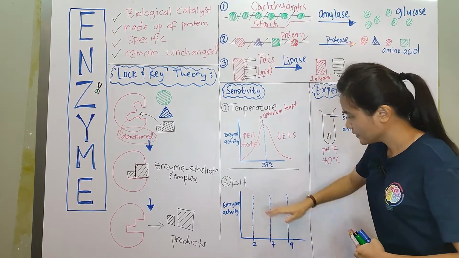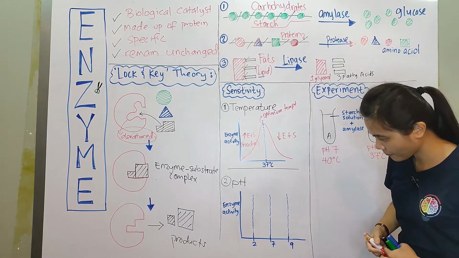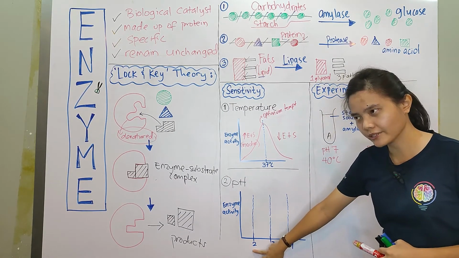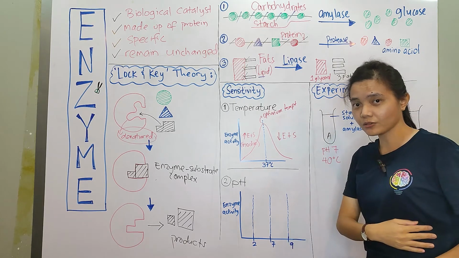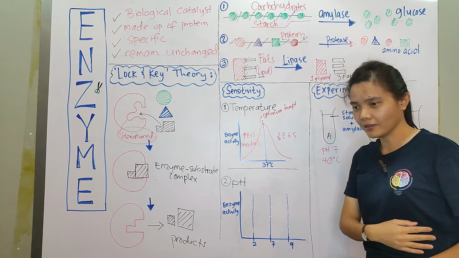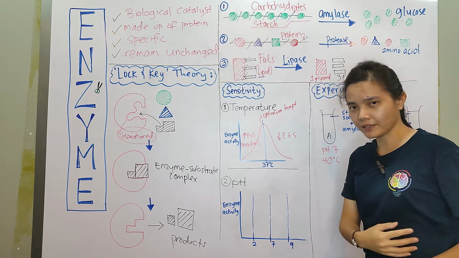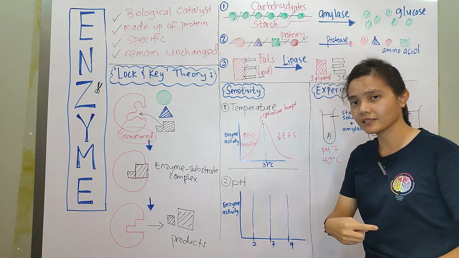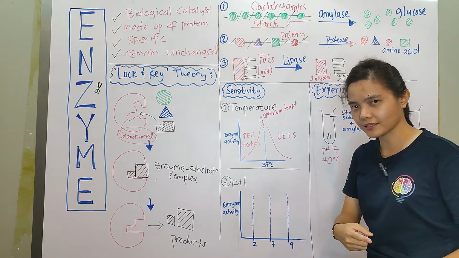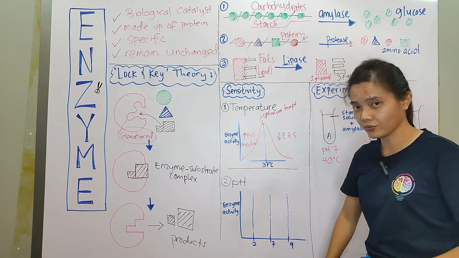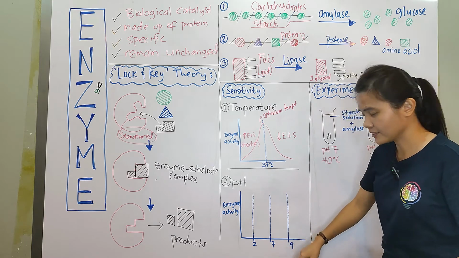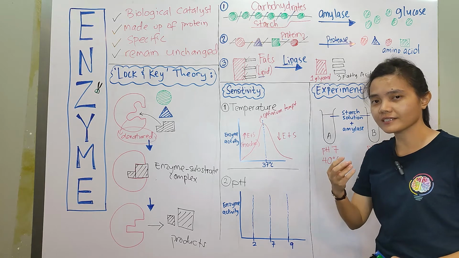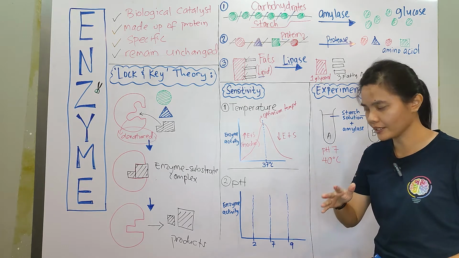Don't worry. Next one is pH. So I have 3 environments here. pH 2 is acidic. That is your stomach. Your stomach is the most acidic place inside your body, because it contains hydrochloric acid. So that is pH 2, very, very acidic. pH 7 is neutral. Neutral, so it means your saliva. Your saliva is around pH 7.